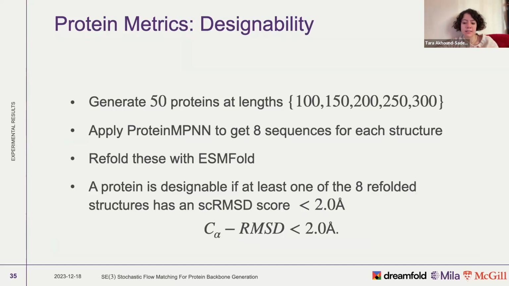And we say that a protein is designable if at least one of those 8 refolded structures has an scRMSD score of less than 2. So this is the root mean squared deviation between 2 protein backbones. So this is how you measure designability, and that's what's used in the literature as well.